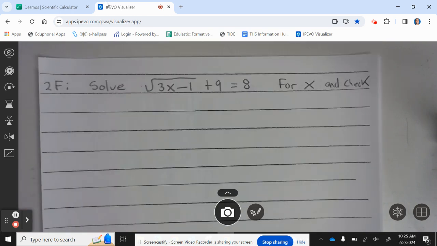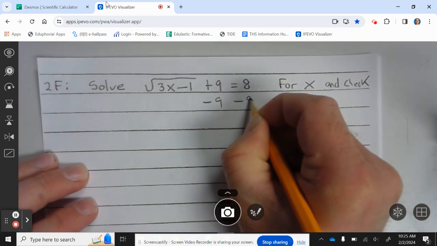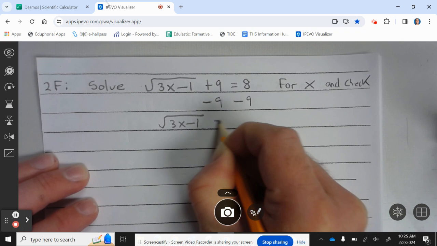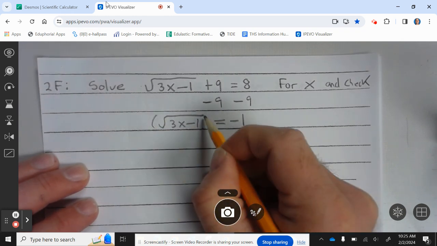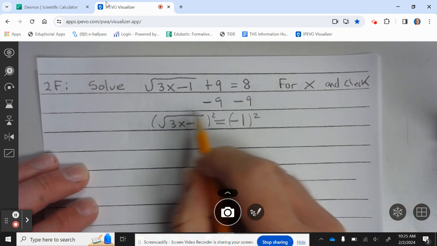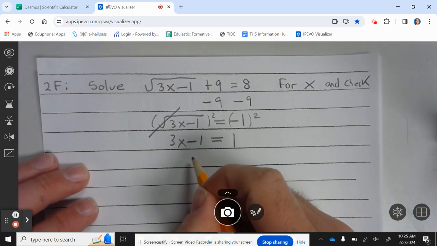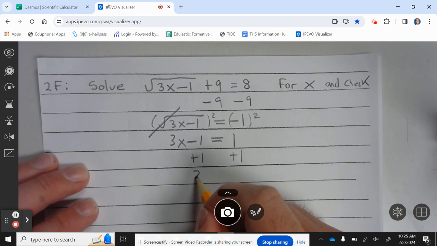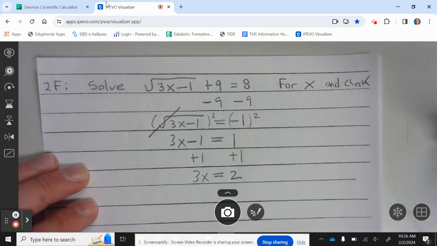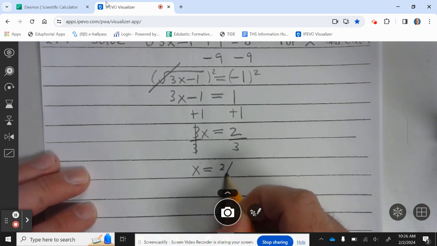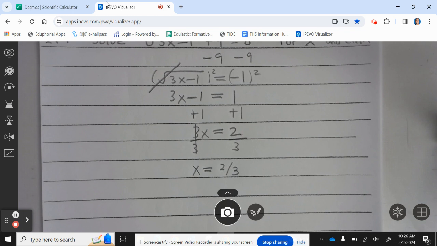2f, solve the equation for x and check. All right, so the first step is we're going to subtract 9 from both sides. So then you get the square root of 3x minus 1 equals negative 1. We're going to square both sides. Square cancels the square root, so you're left with 3x minus 1 equals positive 1. Add 1 to both sides. You get 3x equals 2. Divide both sides by 3. So you get x equals 2 divided by 3. All right, go ahead and finish that up.